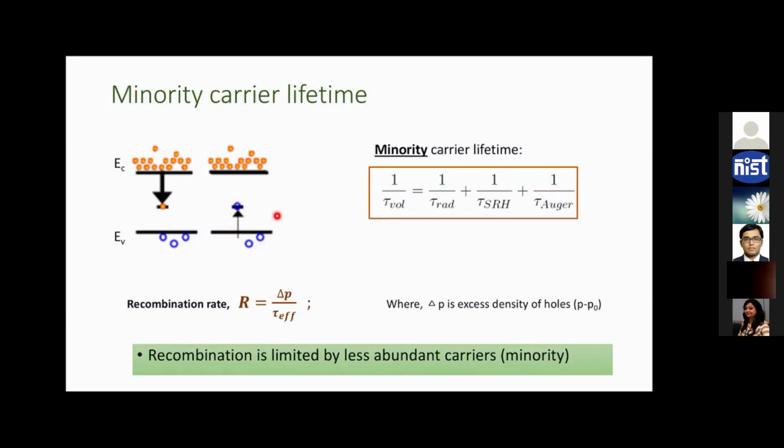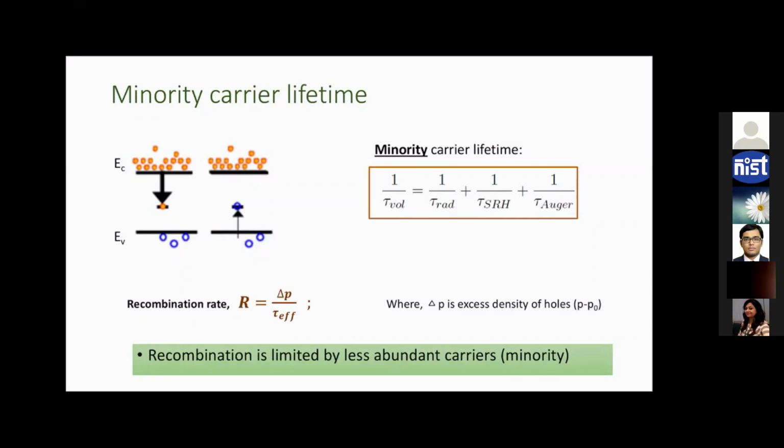once you run out of your minority carriers, there is no recombination event happening, right? If all the minority carriers are gone because of this recombination with electrons, then once all the holes are gone after recombining with electrons, there is no energy level available for the electron to go and sit, right? So the recombination is indeed limited by the less abundant carriers. That means the minority carriers. In this case, it is the number of holes. This is the intuitive way you can understand it.